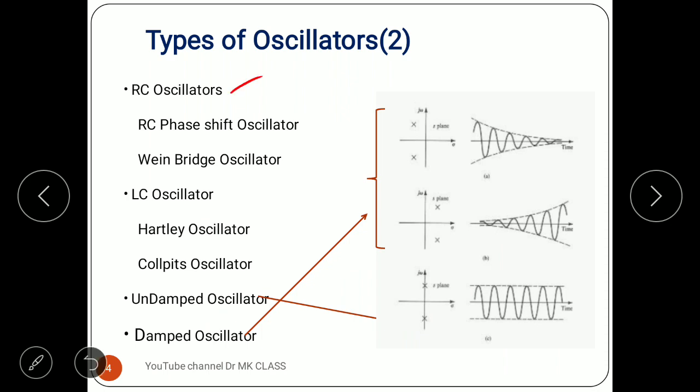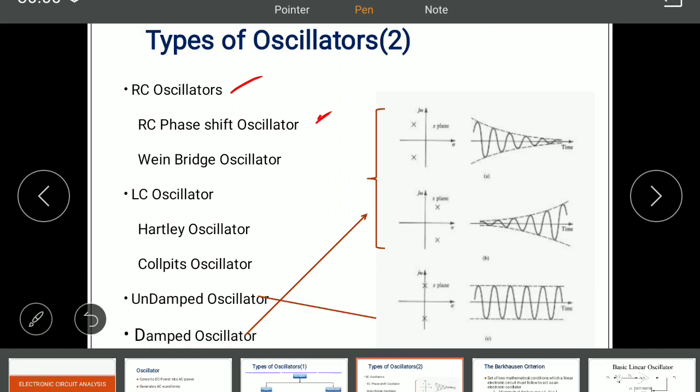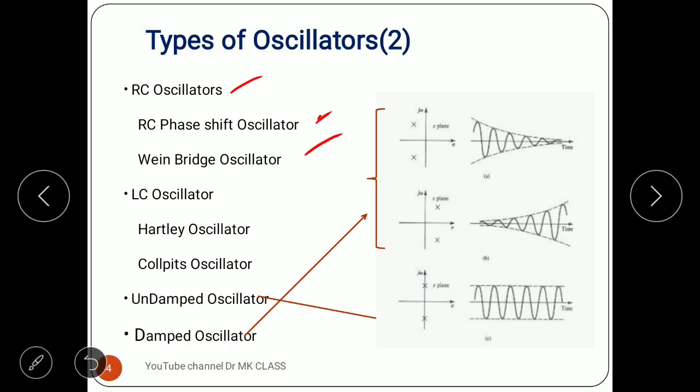In RC oscillators, again there are two types: the RC phase shift oscillator and the Wien bridge oscillator. These two we are studying. And in LC oscillators, we are studying the Hartley oscillator and the Colpitts oscillator. These four oscillators we are going to study in this chapter: the RC phase shift oscillator, the Wien bridge oscillator, the Hartley oscillator, and the Colpitts oscillator.